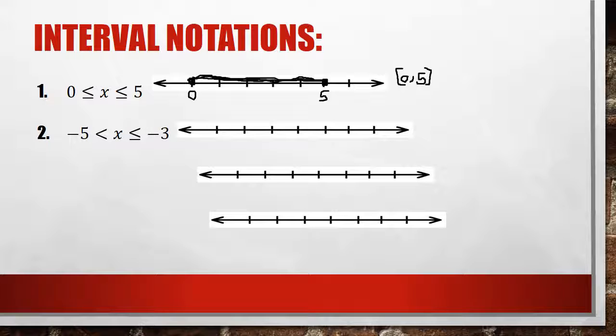My second example is x is greater than negative 5, less than or equal to negative 3. Again, my inequality starts at negative 5. And this is negative 3 right here on the number line. I'm including every number greater than negative 5, but less than or equal to negative 3. That means I need to have an open circle for negative 5, a closed circle for negative 3, and then I'm including the numbers in between.